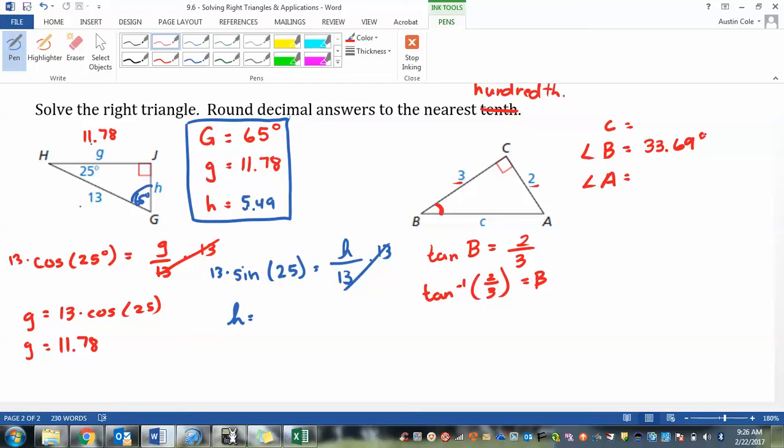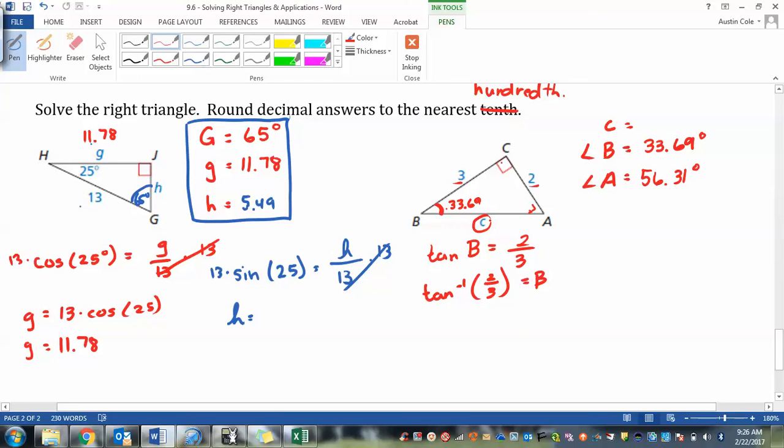Now, if I know one angle, then I certainly know the other, right? Take 90, because these two angles have to add to 90, because that one's 90. 90 minus 33.69 is 56.31 degrees. Okay, so now I know this angle is 33.69, and now I need to find C.